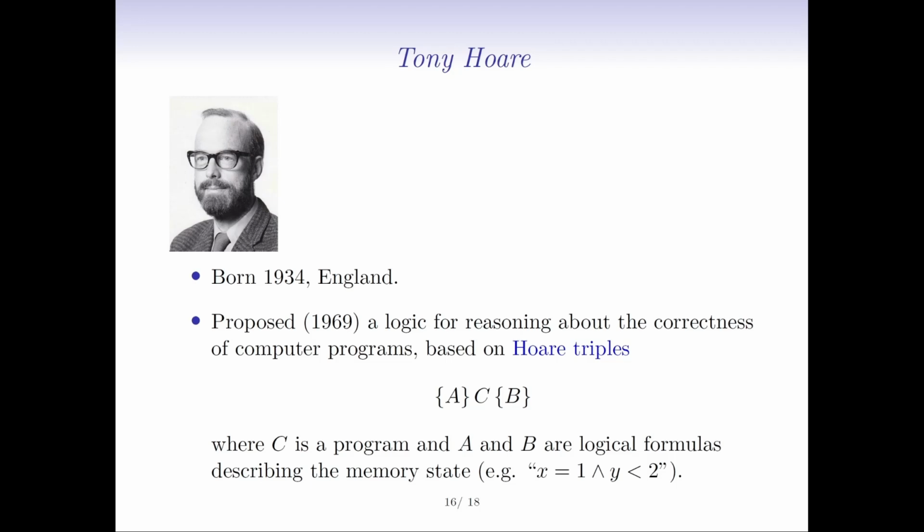So the formula A is often called the precondition, and it describes the memory state before you start the program. And the formula B is often called the postcondition, and it describes the memory state after execution of C. So typically, A and B might, for example, describe numerical constraints on the program variables, supposing that the program is doing something arithmetical. So for example, if X and Y are program variables, then an example might be X is equal to 1 and Y is less than 2. That might describe the state of the memory before computation or after computation.